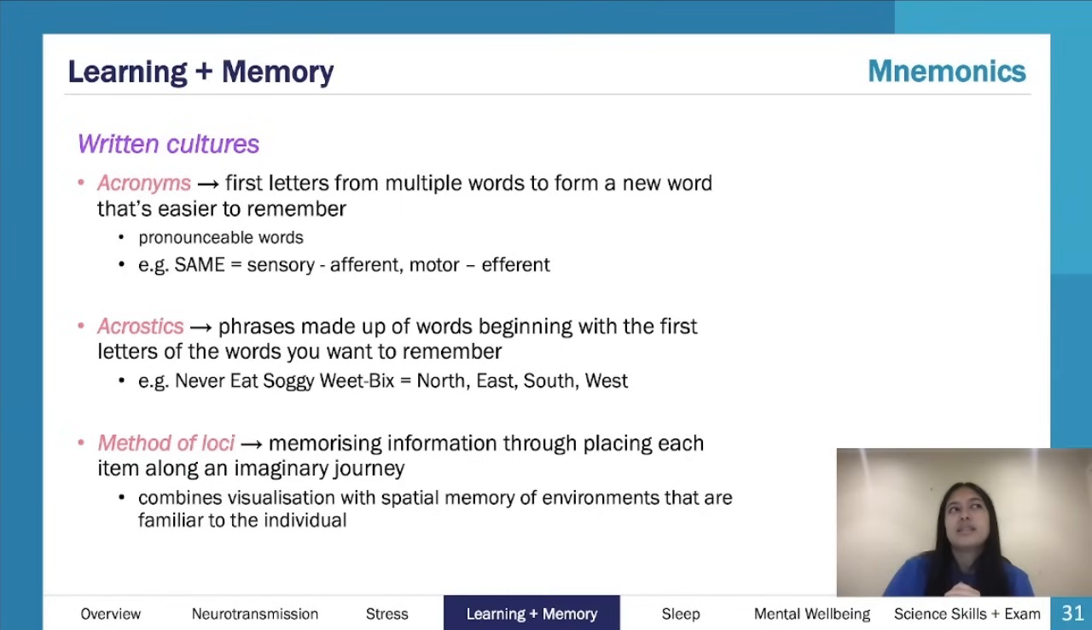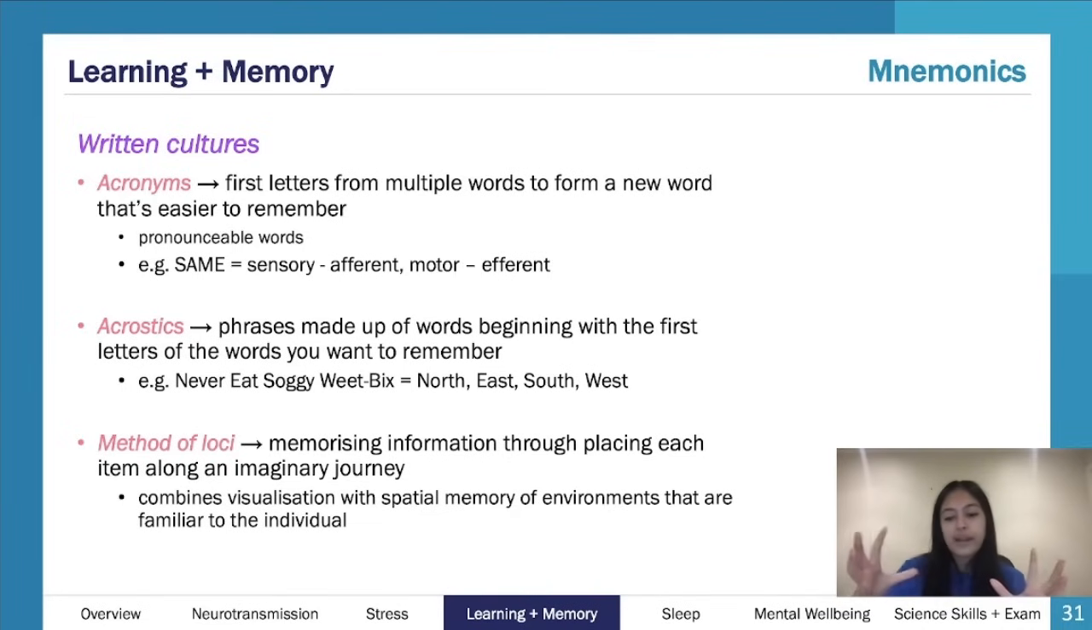Whereas if you've got another mnemonic that I can't think of right now, where it's letters, like RSPCA maybe, you don't say it as a word, you say R-S-P-C-A. So that isn't pronounceable, so that wouldn't be an acronym.